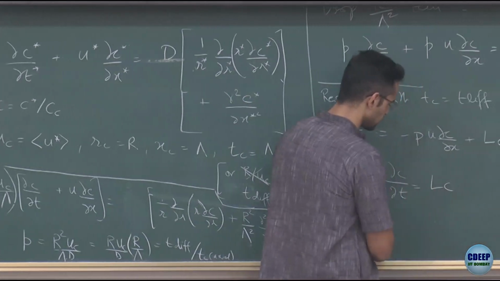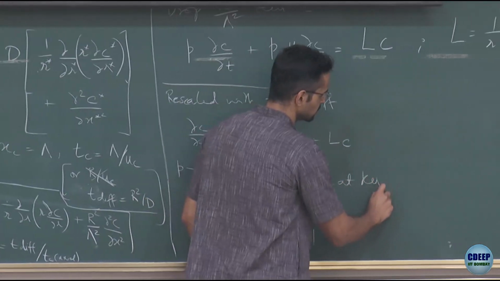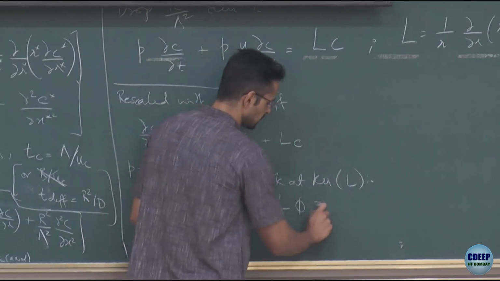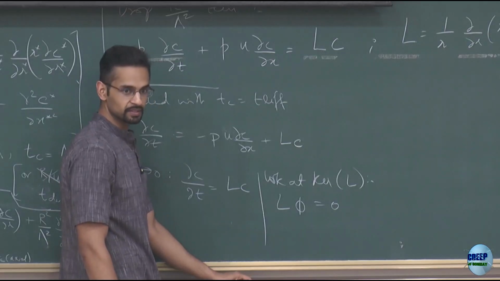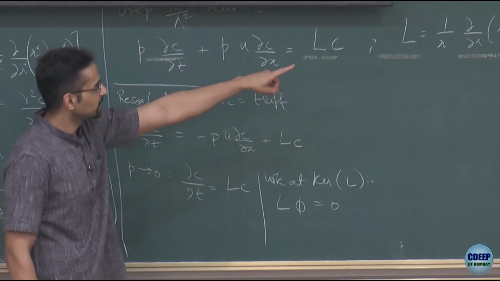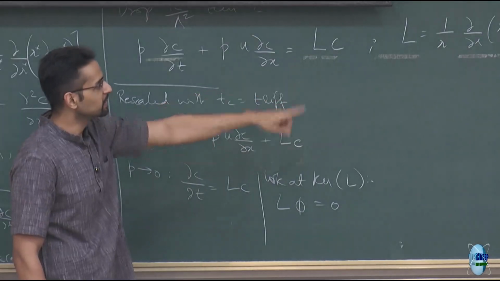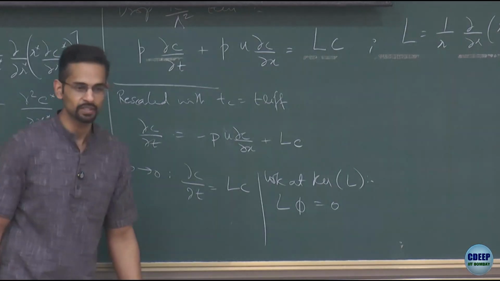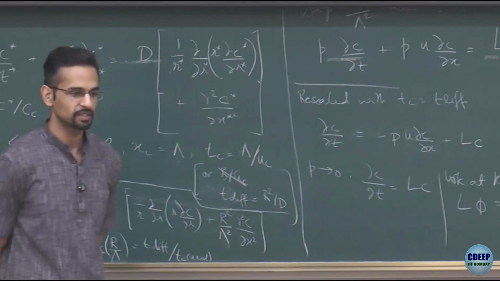So the question I would ask here is to look at the kernel, which is the null space of L. That's like asking, is there some phi such that L phi is equal to 0, where phi is non-zero? Now you look at L. If I replace C by phi in that equation, I'll have 1 by r d by dr of r d phi by dr equal to 0. Is there some value of phi for which that is true, which is not 0? Of course, if phi is equal to 0, it is 0. But is there some non-zero phi for which you will get 0?